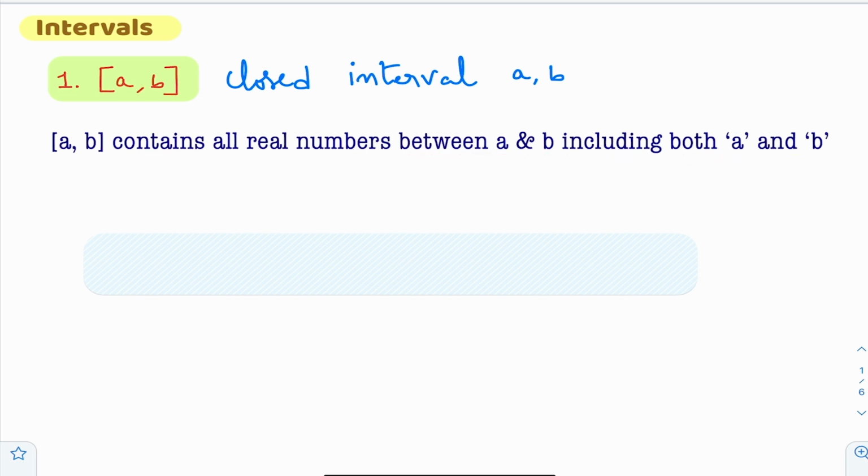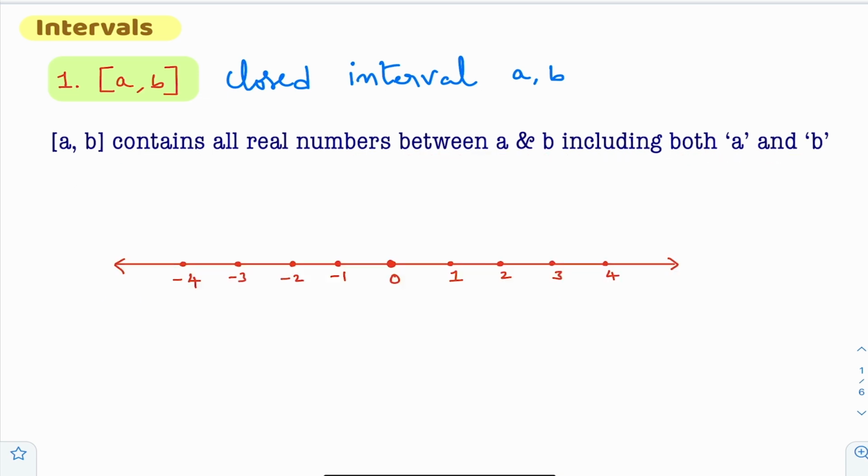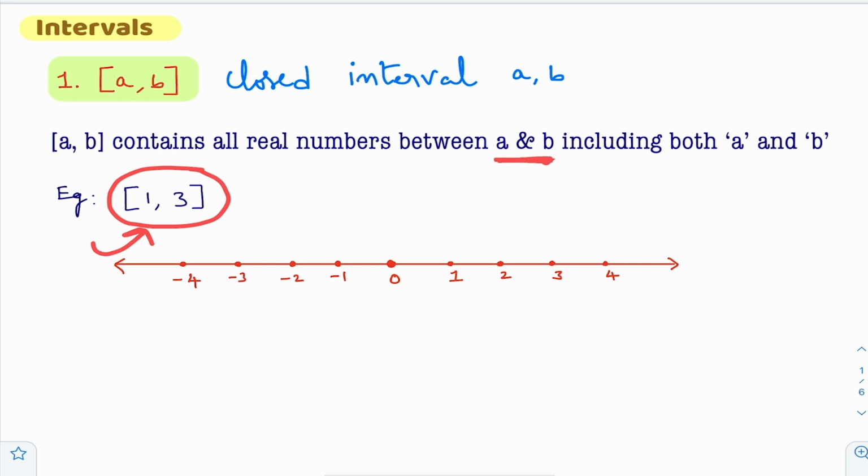This I'll try to explain on the number line. We'll take one example to understand this. I'll take the example closed interval 1 comma 3. How do you read this? We read it as closed interval 1 comma 3. Closed interval 1 comma 3 means what? It contains all real numbers in between 1 and 3, including both 1 and 3.